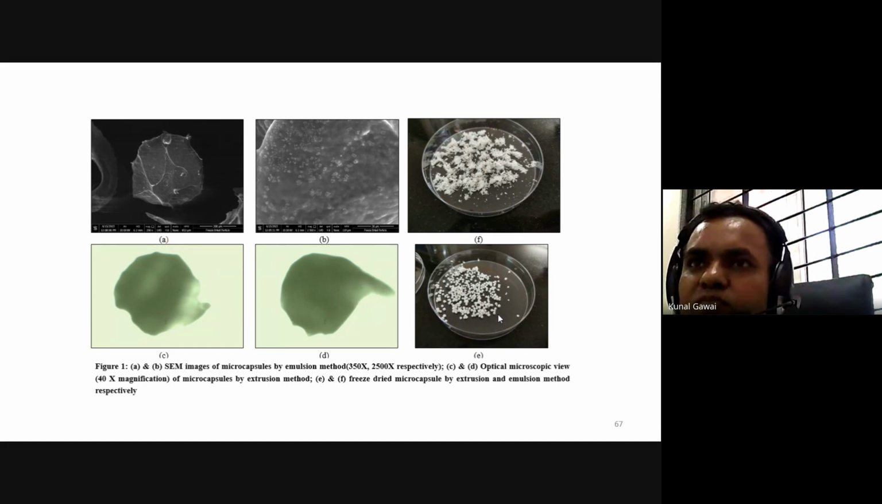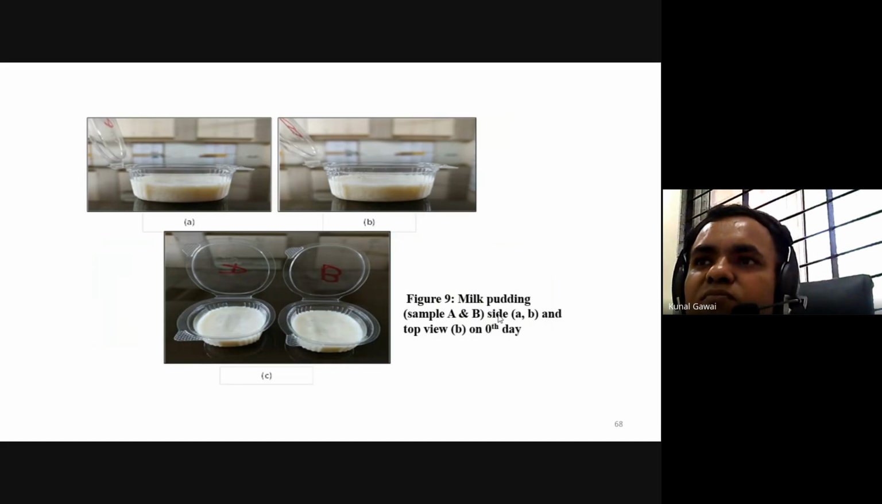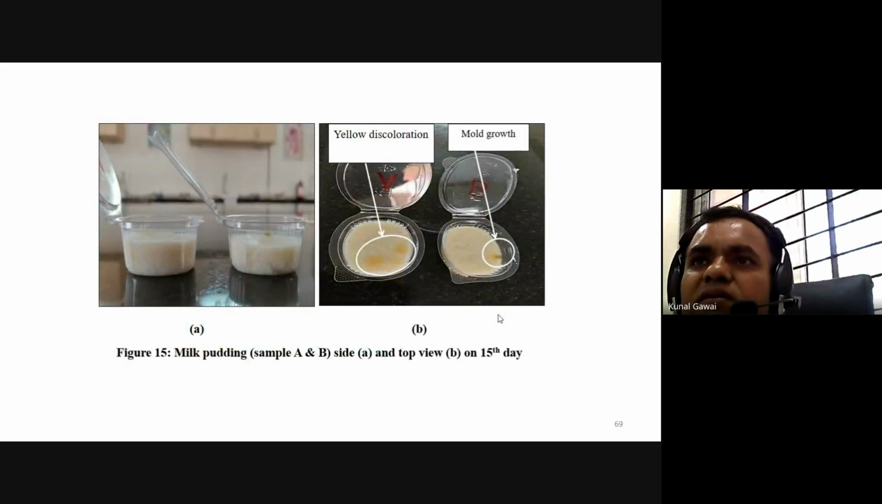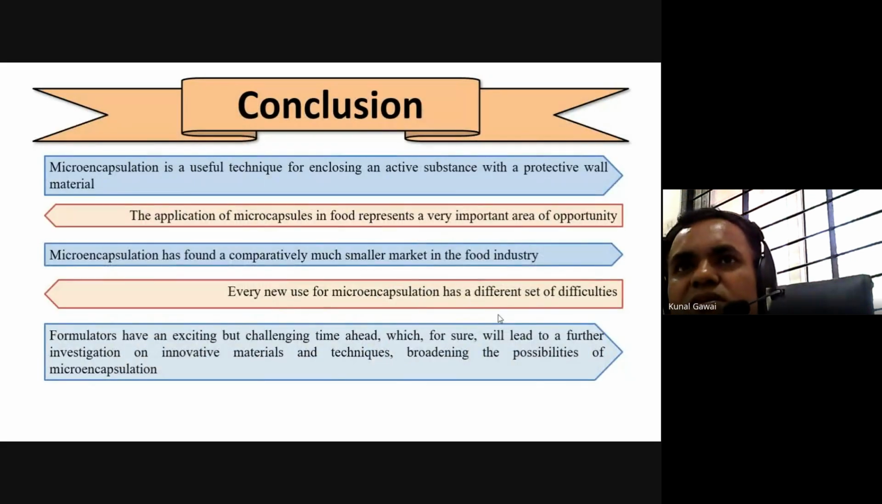preparation of milk pudding. Such milk pudding we prepared by incorporation of this encapsule, and the rate of addition was just 1%. A 1% rate of addition of this microencapsule will give a population of more than 10⁹ CFU per ml within that product. So it is quite good, and we obtained around 12 days of shelf life, because after 15 days of shelf life it starts showing growth of fungus. So we observed good results up to the 12th day of the study.